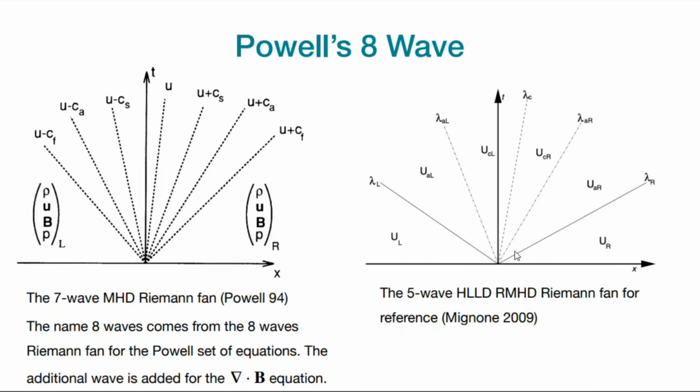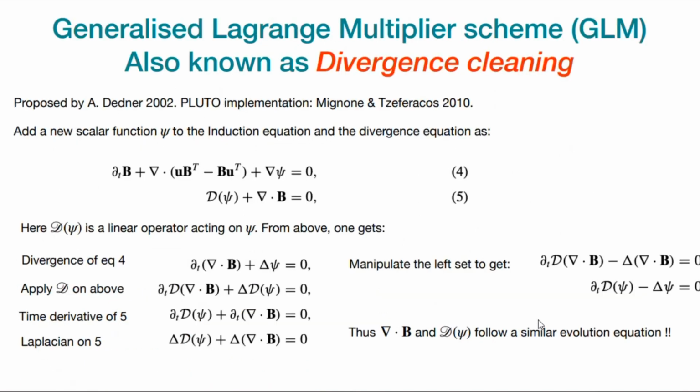Okay, so this is Powell's 8-wave method, and as I said, this is not very good, because if you introduce divergences, the divergence remains in your system. It changes the source terms, and it makes the system non-conservative. But if your solutions are stable and steady, and your boundary conditions are okay, you will preserve it. So this is fine.